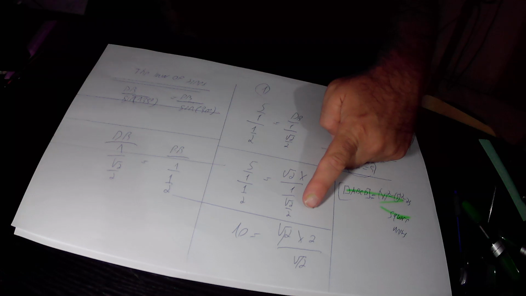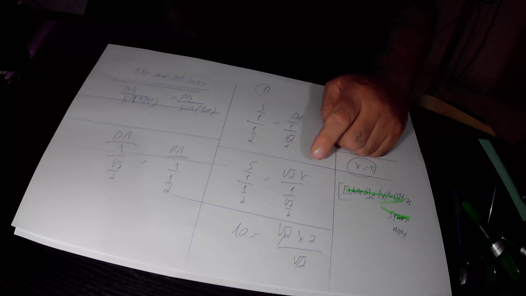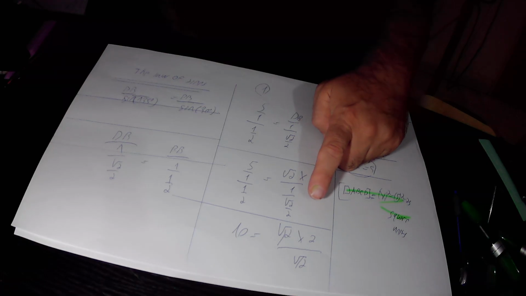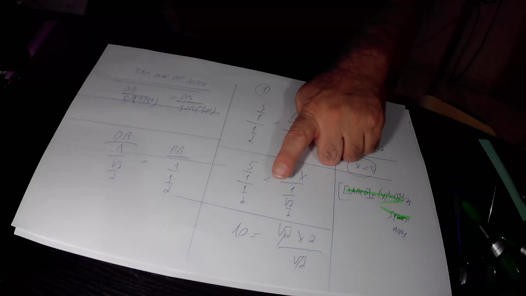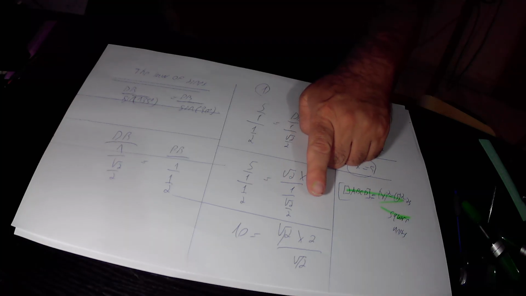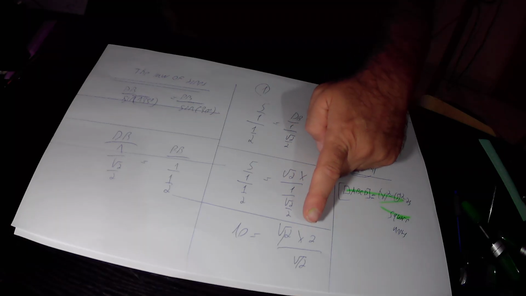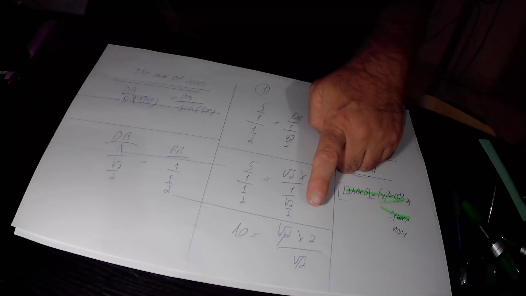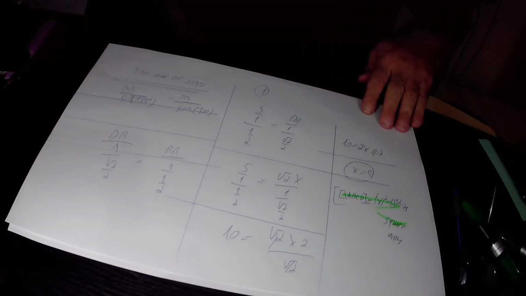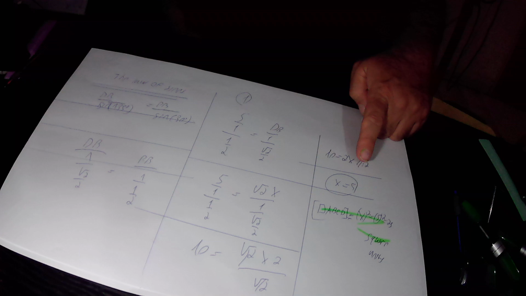So we move 2 to the numerator and square root of 2 to the denominator. So this expression equals the square root of 2 times x times 2 over square root of 2. So 10 equals the square root of 2 times x times 2 over square root of 2. We have square root of 2 in the numerator and square root of 2 in the denominator, so the square root of 2 gets cancelled, and we are left with only 2x on this side of the equation, so 10 equals 2x. Here we divided this equation by 2, and we found out that x equals 10 over 2, that is 5.